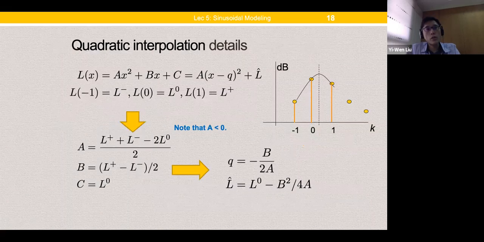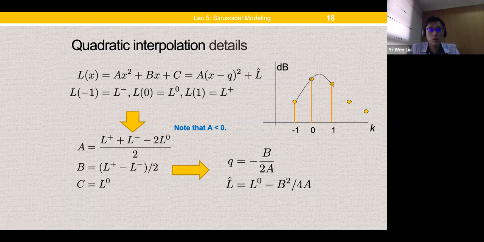So here are some details about quadratic interpolation. Suppose that we have 3 points, and here I'm shifting the origin without loss of generality. I'm saying that 0 means the location of a local maximum in the magnitude spectrum, okay? And if we denote the height of these 3 frequencies as L0, L minus, and L plus, that's a height, okay?